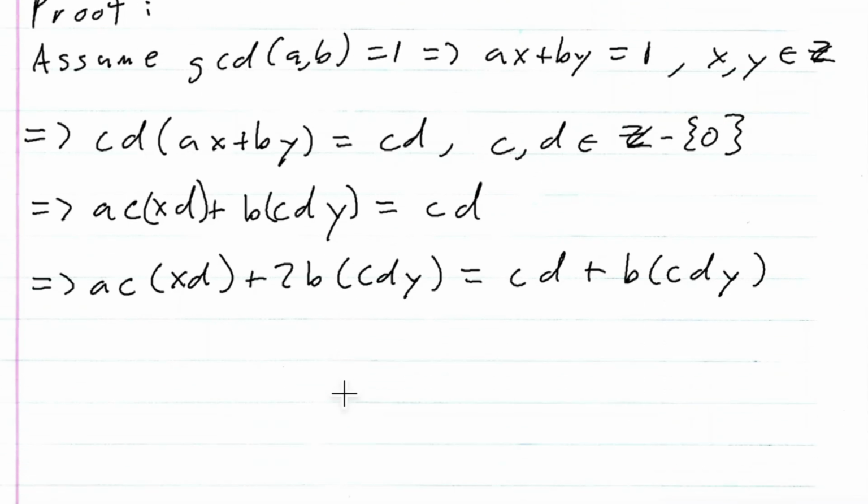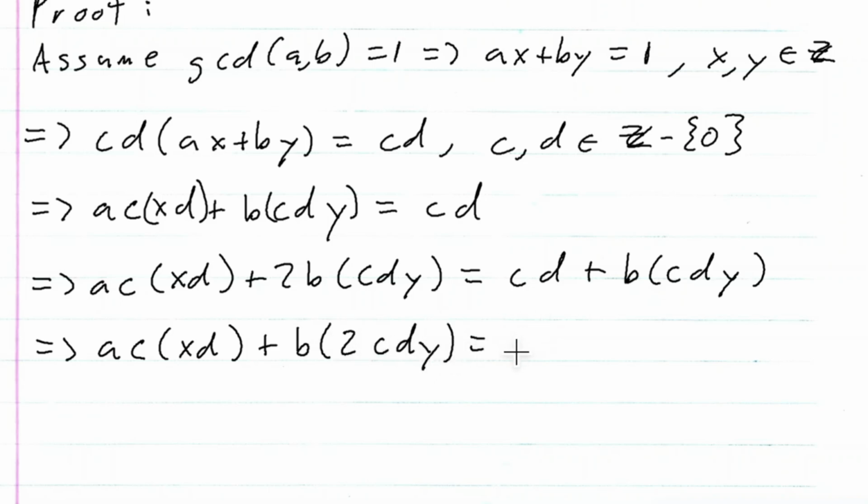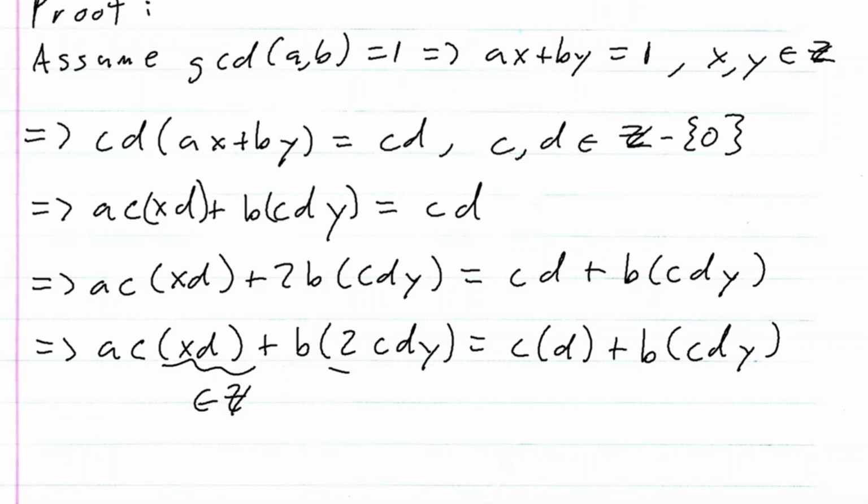And now what I can do is rewrite it like this to fit it in the form that I exactly want. AC times XD plus B times 2CDY is equal to C times D plus B times CDY. So now this is an integer, this is an integer, this is an integer, and this is an integer.